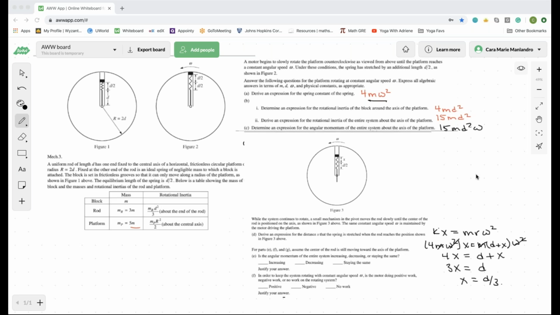Okay, so let's see. The answer is decreasing. And then if we want to justify that, we know that the rotational inertia is decreasing throughout the motion, but the angular velocity is staying the same. So angular momentum is I omega, and since I is going down, L is going down. So I decreases, therefore L decreases. Does anyone have any questions on that?